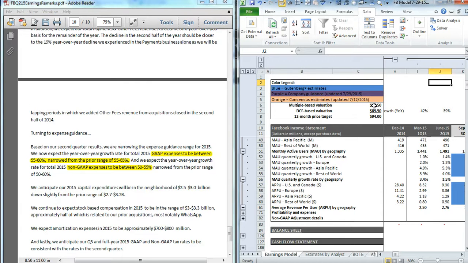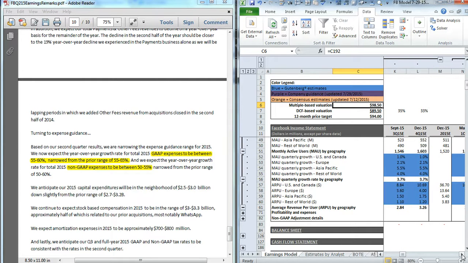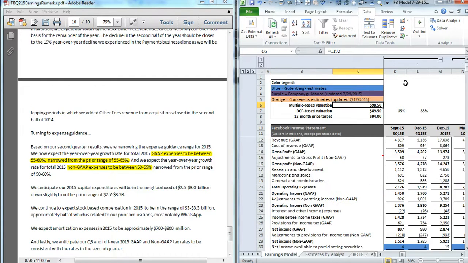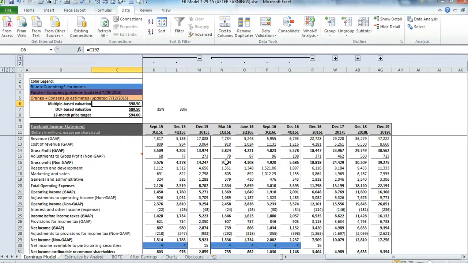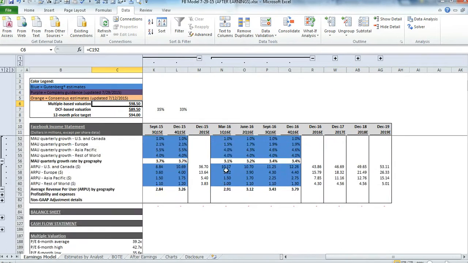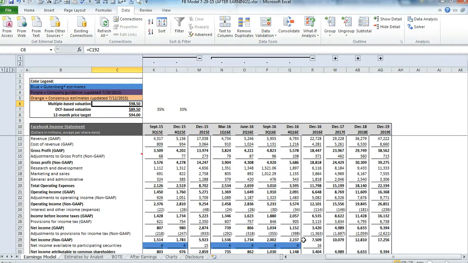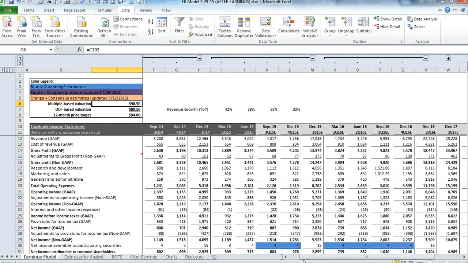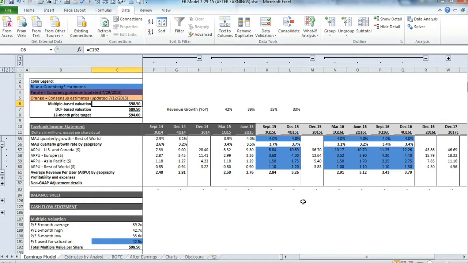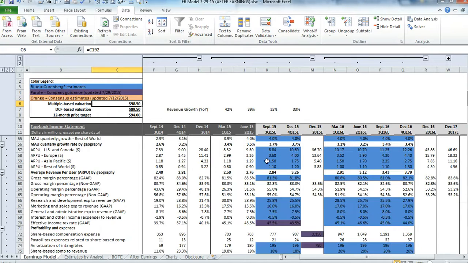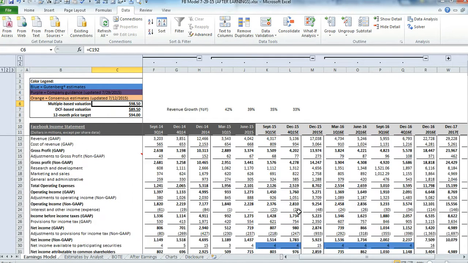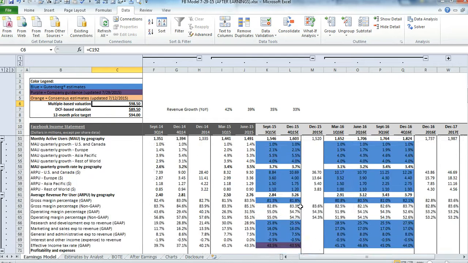But if you look at what our model predicts, now that we've had the chance to update all of the results, you can see in here we've filled in the purple sections which represent management guidance. They did give some favorable guidance on the expense side, so that is going to help out with the valuation just a bit.